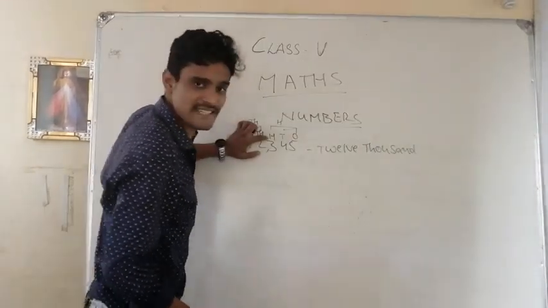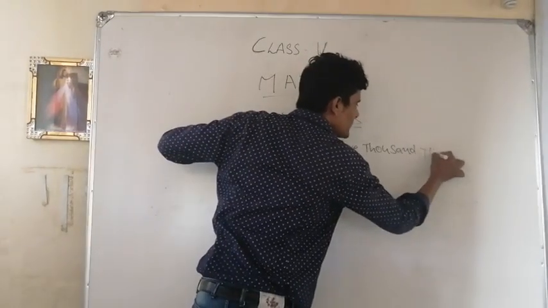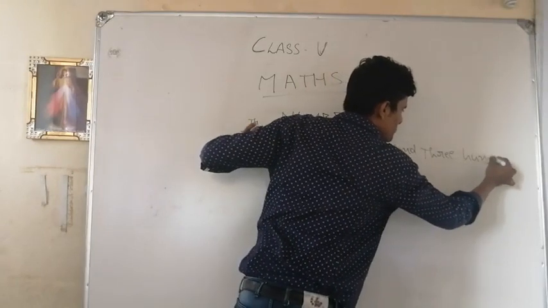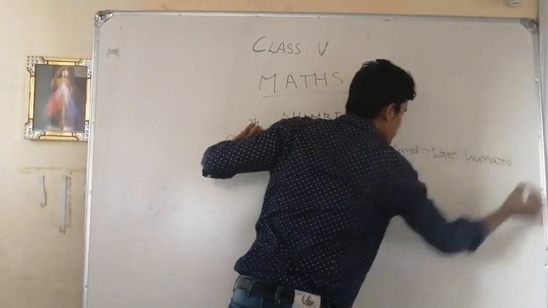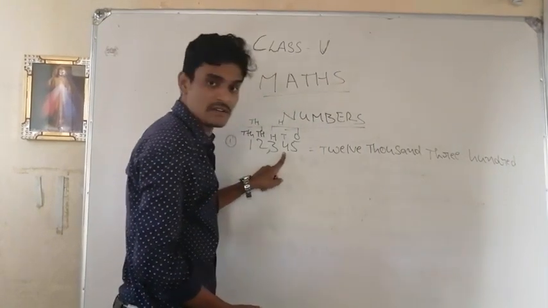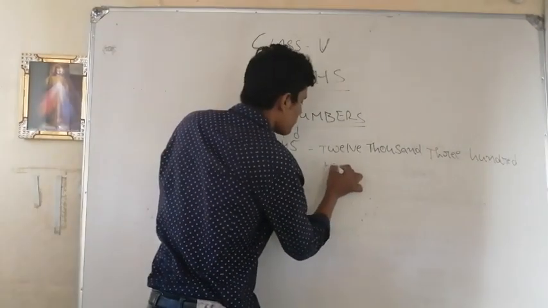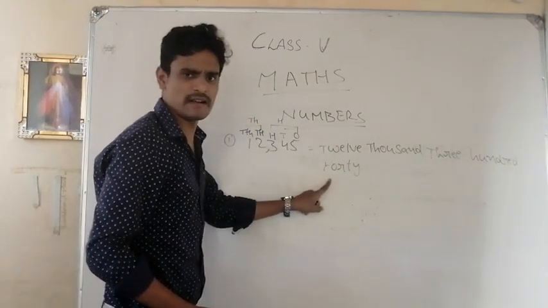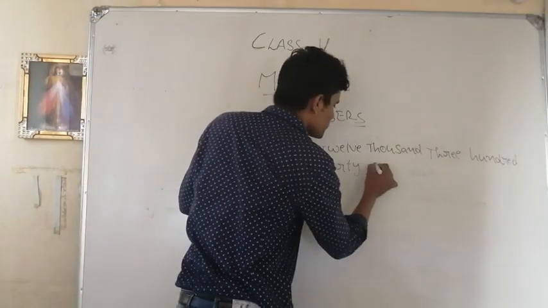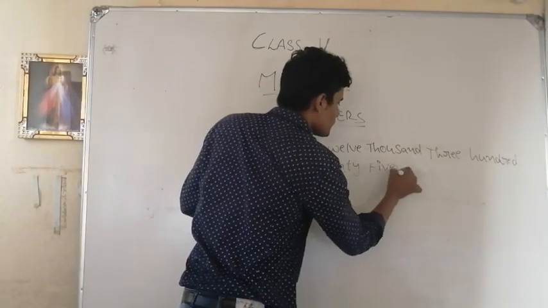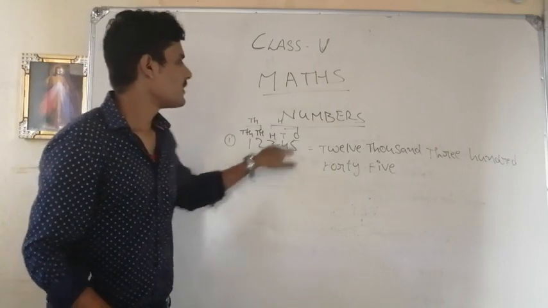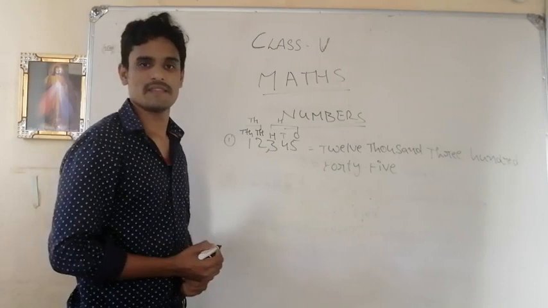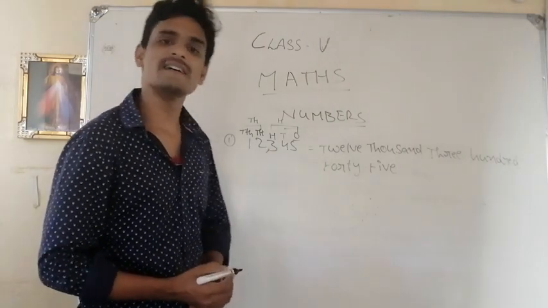This is in the hundred place, right? So 300. So what is the place value here? 40. The 4 is in the tens place, right? So 4 in tens is 40, and 5 in the ones place is 5. So what is the number name here? 12,340. Like this, you have to do the other problems.